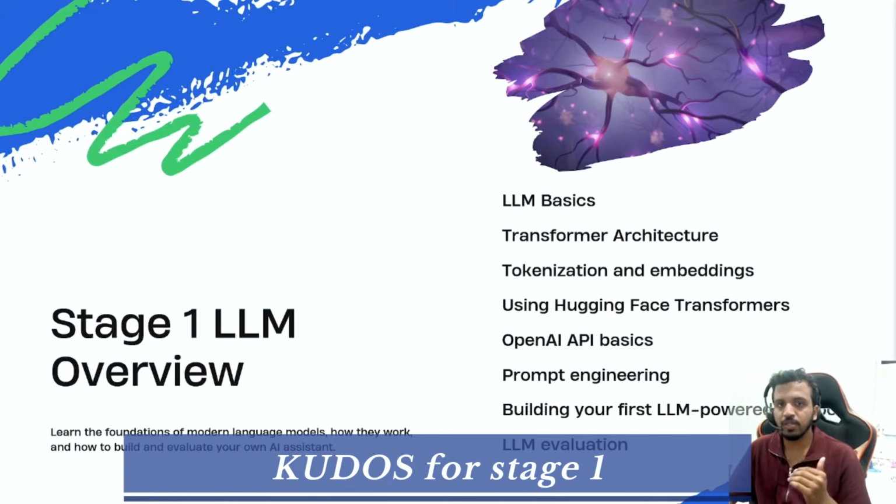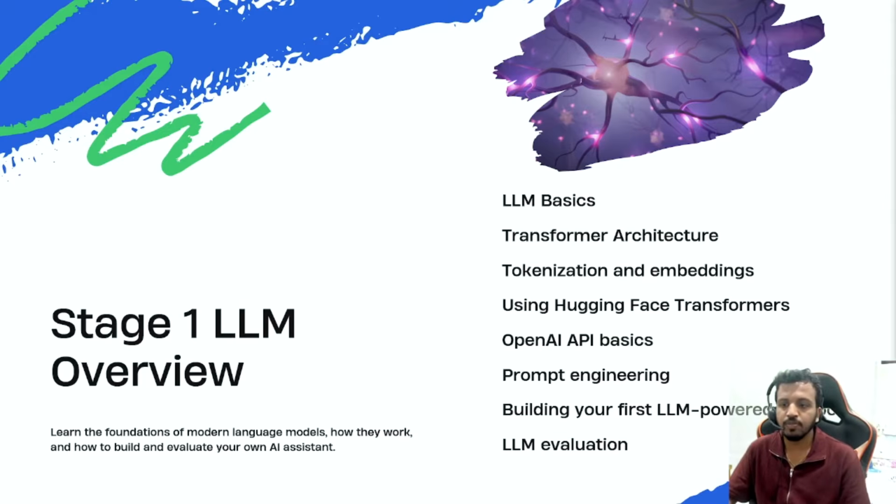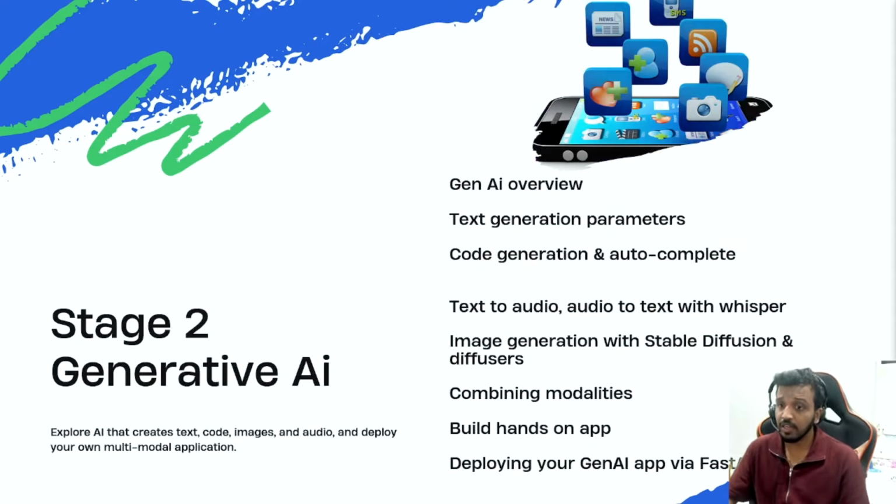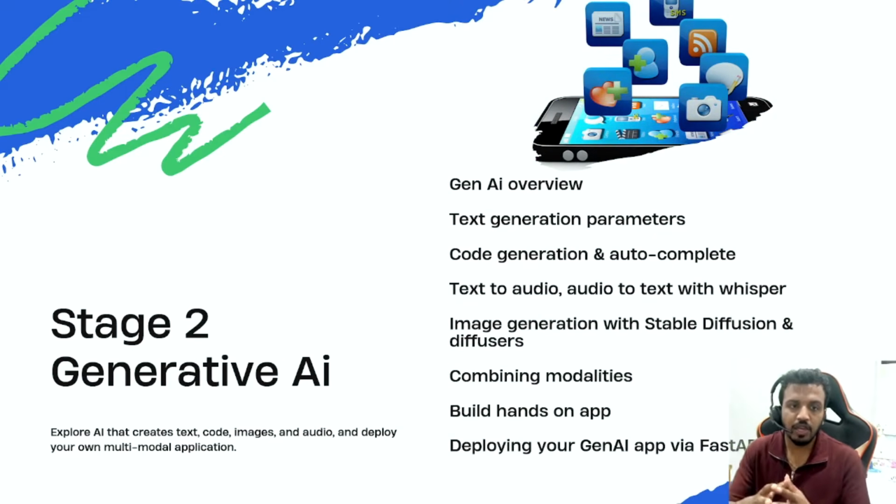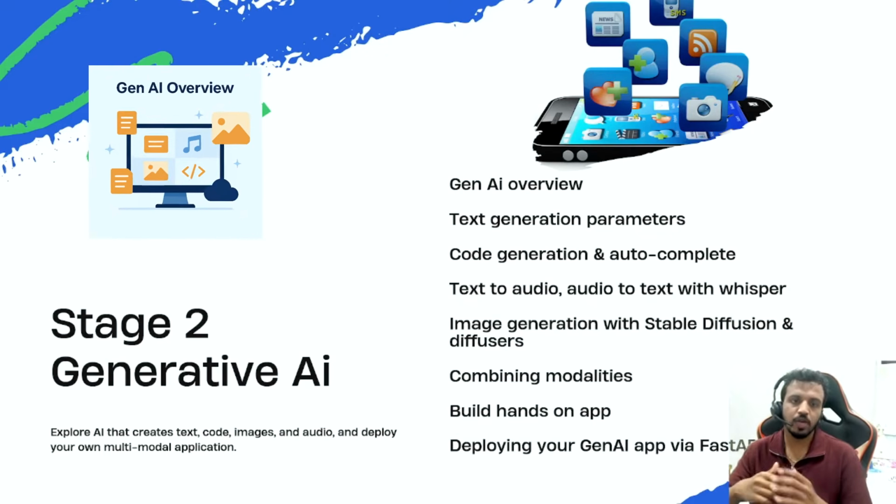And once you are good with this, kudos to you for sticking so far. We will jump onto Stage 2, that is generative AI. Now let's understand what we are going to do in the Gen AI. So the Gen AI overview, it's basically generative AI overview, right?